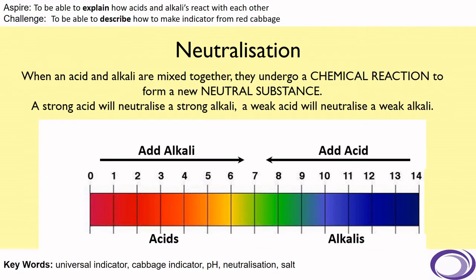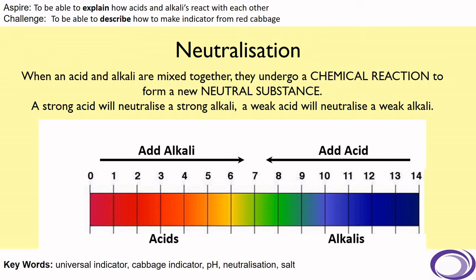So now that we've spent a fair amount of time looking at indicators and pHs and acids and alkalis, it's time for us to have a look at neutralisation. Now, we've used the term neutral quite frequently to describe a substance that is neither acid nor base, but acids and alkalis can actually react with each other to form a neutral substance, and that reaction is called neutralisation. A strong acid will neutralise a strong alkali, and a weak acid can neutralise a weak alkali.